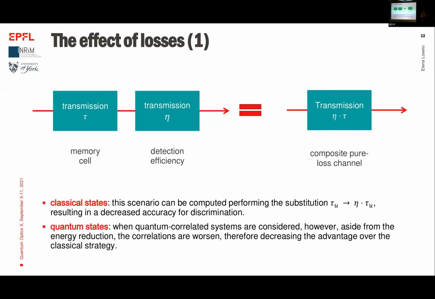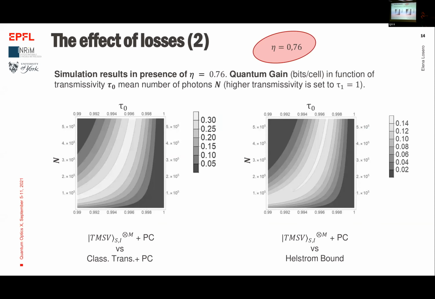It is important to note that losses affect in a different way classical states and quantum states, because from the classical side, the only role of losses is to decrease the mean number of photons in the signal, basically, and therefore to increase the shot noise. While in the quantum state, they also decrease the level of correlation. Therefore, what we expect is that in presence of losses, the gain will be lower than in the ideal case. And this is actually what we found.